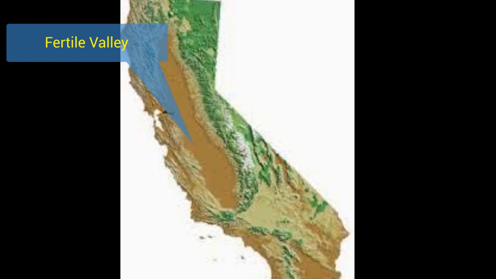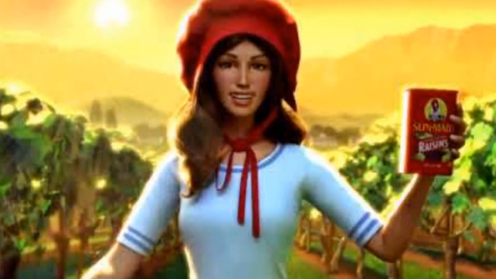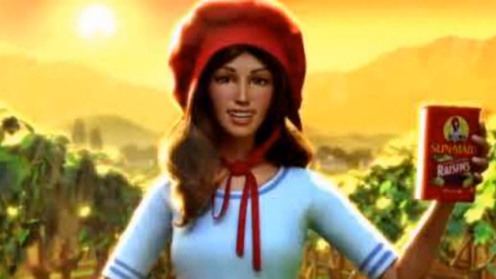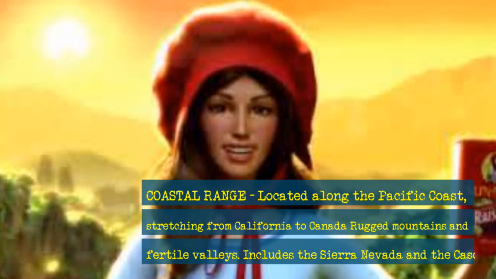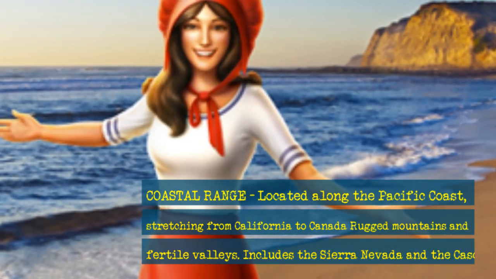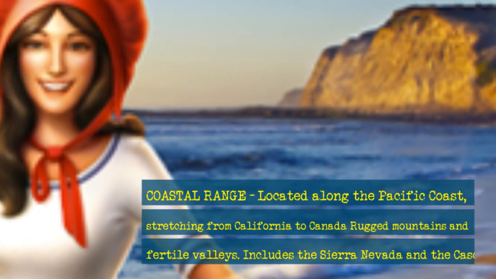The coastal range also has fertile valleys. To some, it's wine country. But for me, these fertile valleys are raisin country. Check out those mountains in the background. Ugh, check out her bonnet. Well, it's time to say see ya to the coastal range.